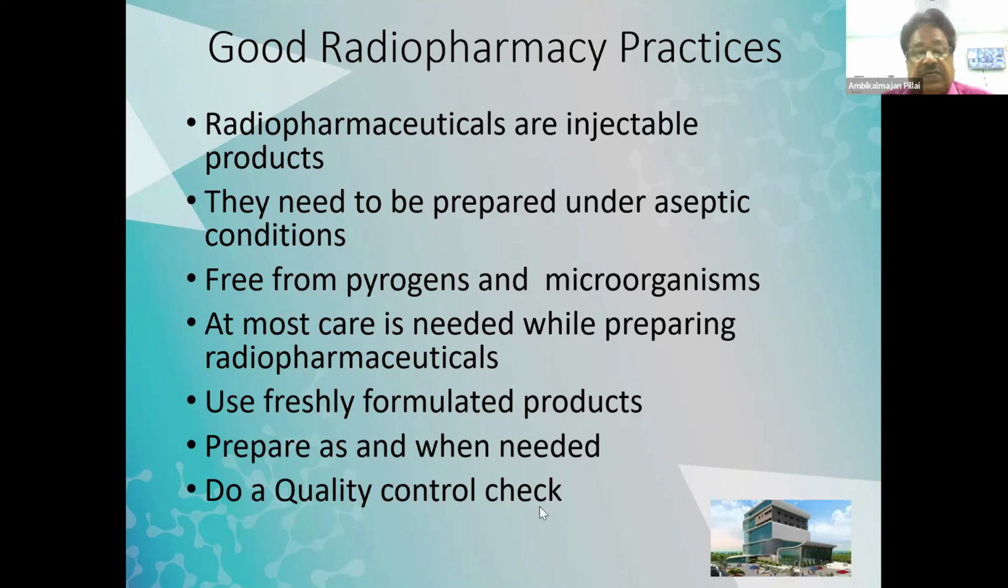Do a quality control check. Now, I am aware that the quality control check is not done in the radiopharmacy as a regular practice, because you have got a lot of faith in the kits you are using. If the kits are not good, this is a must. A quality control check has to be done.